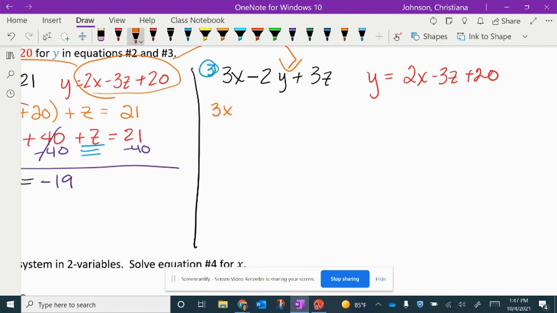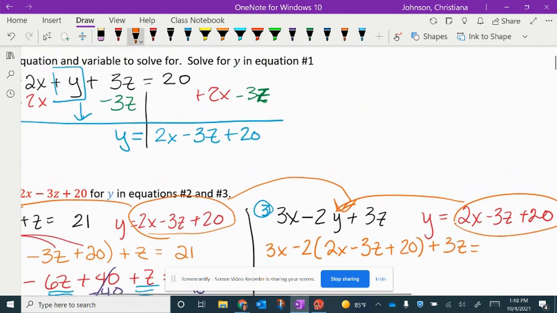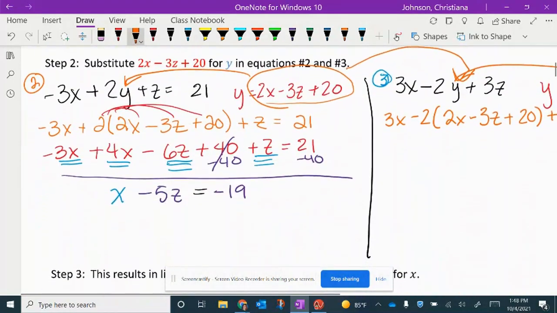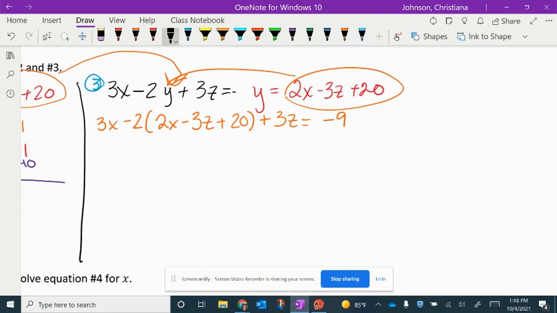We're going to say 3x minus 2, put in our y where it belongs, what it's equal to, 2x minus 3z plus 20. Again, none of that changed from what we had done before. And I forgot to write the equals. So that equals negative 9. Sorry, I thought I had prepared. Okay, so now we're going to do, again, the triple rainbow. And we get 3x minus 4x plus 6z, and then minus 40 plus 3z equals negative 9.